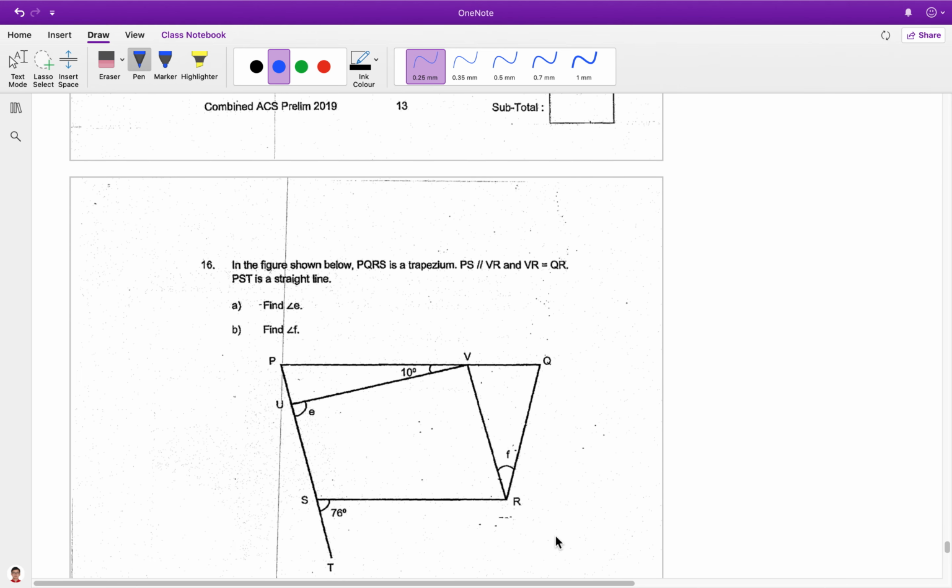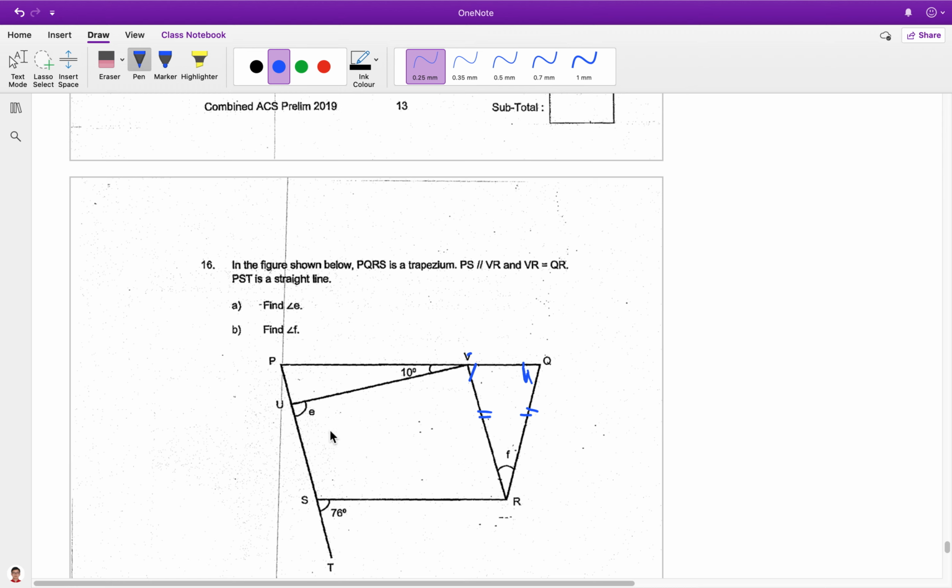Okay, question 16. In the figure below, PQRS is a trapezium, which means these two lines are parallel, right? And PS is parallel to VR, so we know that this one will be a parallelogram, right? And VR equals QR, so it's an isosceles triangle. So this angle equals this angle, so this one equals this one, right? So find E.